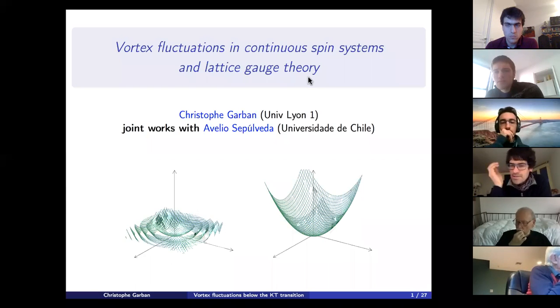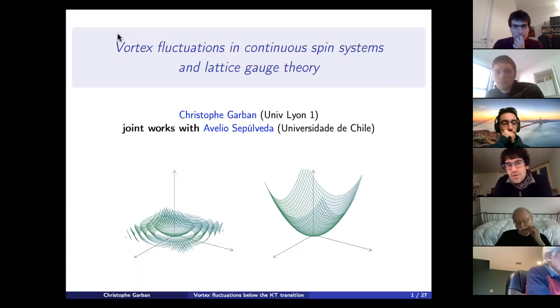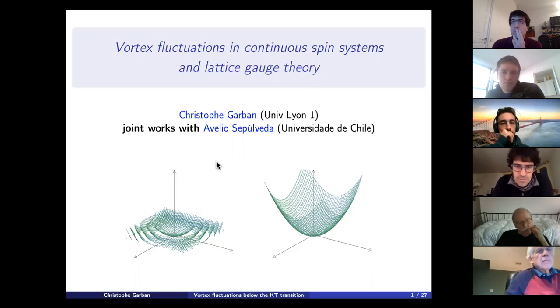And in some cases, there is what's called the topological phase transition that this system undergoes when we vary the temperature. And we were interested in quantifying the amount of fluctuations that are due to the vortices. I will introduce the vortices later. So let me introduce the models that we will consider.